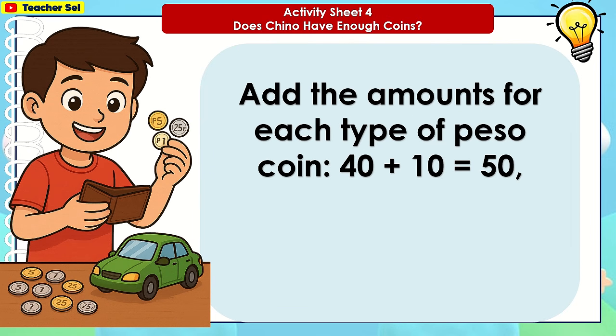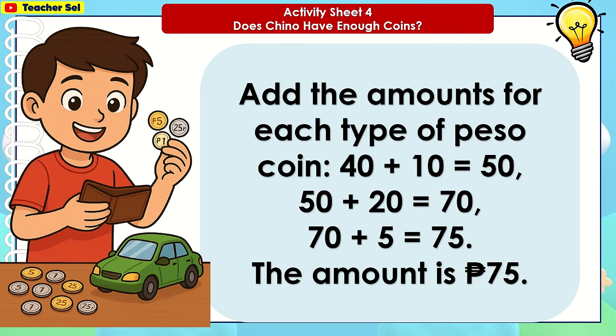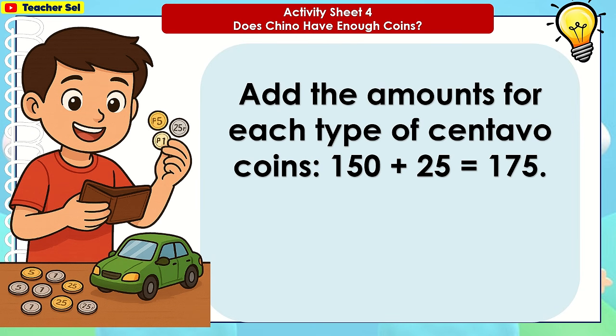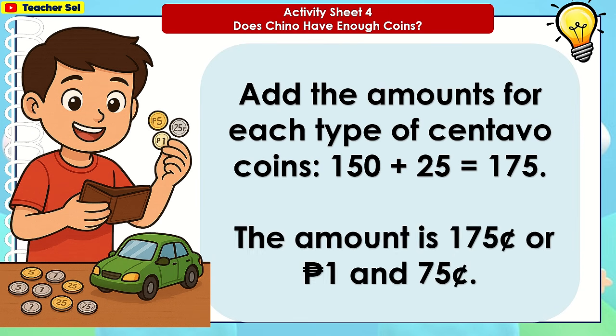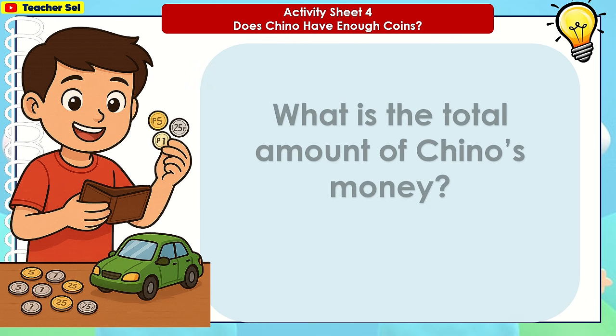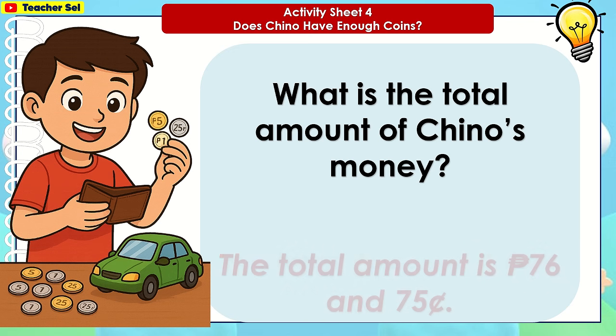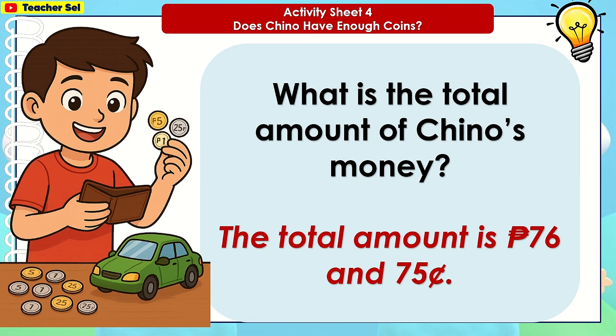Add the amounts for each type of peso coin. The amount is 75 pesos. Add the amounts for each type of centavo coins. The amount is 175 centavos or 1 peso and 75 centavos. What is the total amount of Chino's money? The total amount is 76 pesos and 75 centavos.